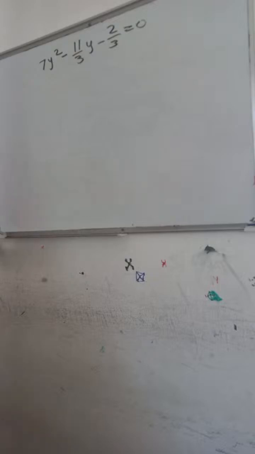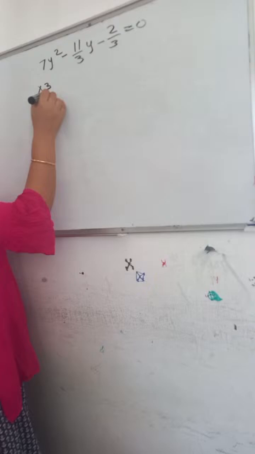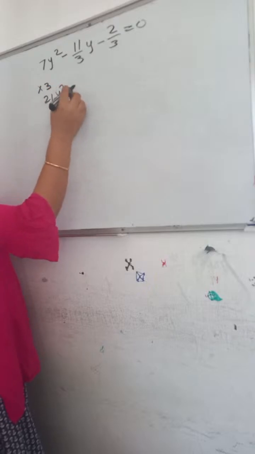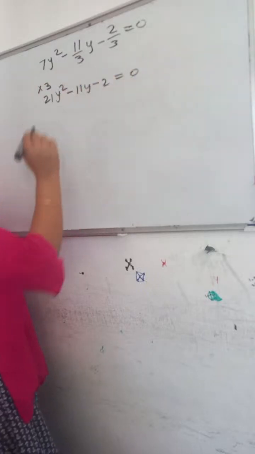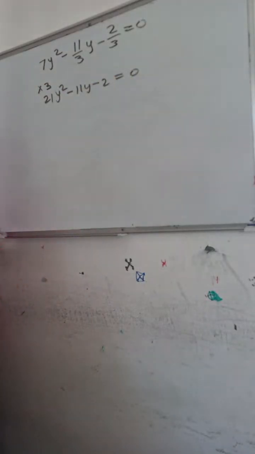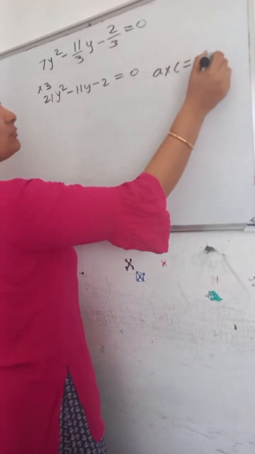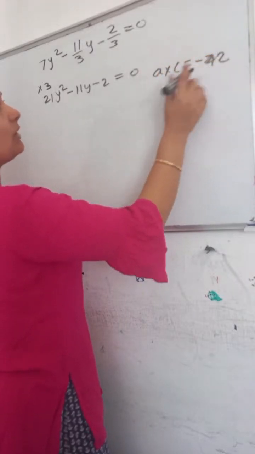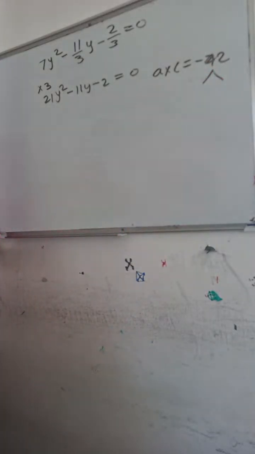Here first, to remove the 3 from the denominator, multiply the entire term by 3. So 7 3s are 21 y squared minus 11y minus 2 is equal to 0. Now here a into c is nothing but minus 42, and how can you take the factors of 42 so that you will get the answer minus 11?